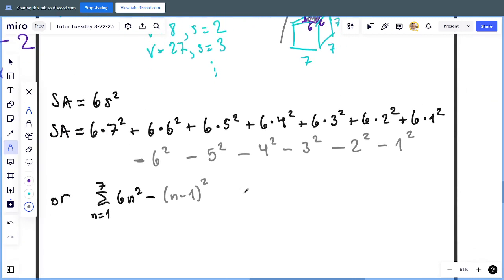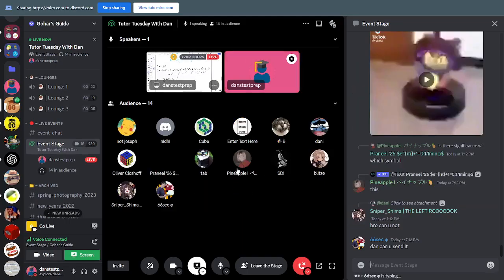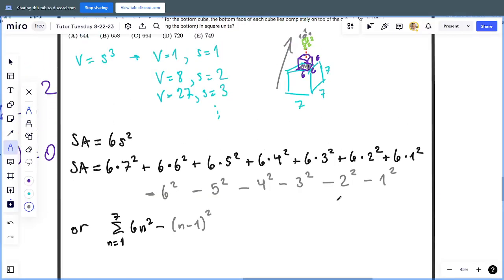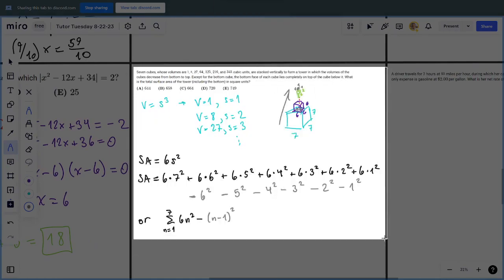Let's just go ahead and evaluate that. So I'm going to plug this into my calculator. Oh, did I not send it? Oh, shoot. Let me send you guys an updated version of my progress so far.